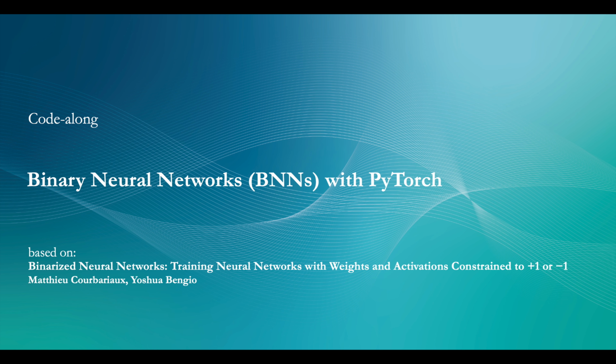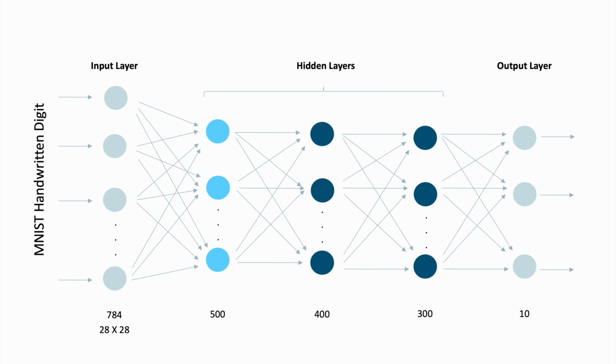Before diving into the code, let's briefly go over the structure of the neural network. This is a simplified representation of the neural network which we are going to train for MNIST handwritten digit detection. It consists of an input layer, an output layer, and three hidden layers of sizes 500, 400, and 300. Since we are using the MNIST handwritten digit dataset, which contains images of size 28 by 28, our input layer is of size 784 and the output layer is of size 10.